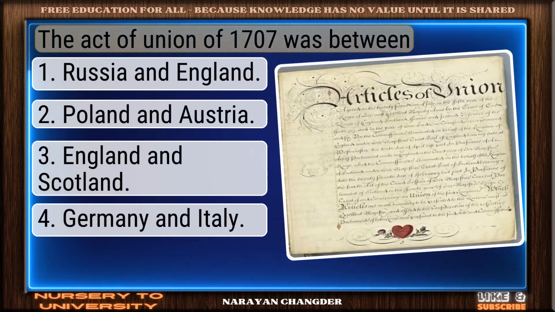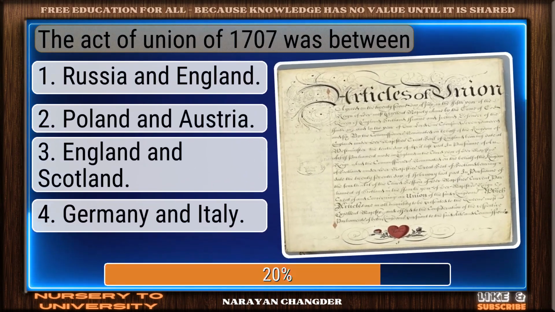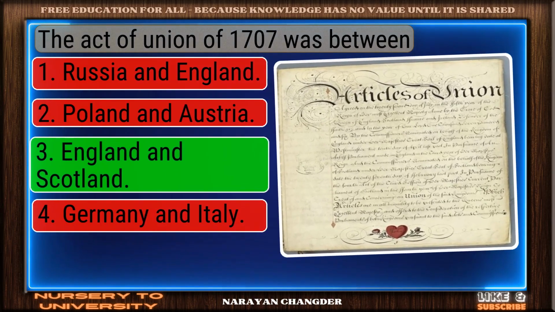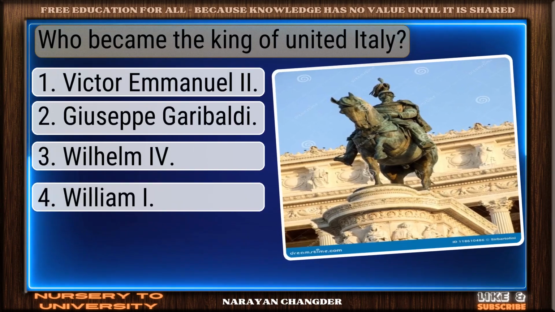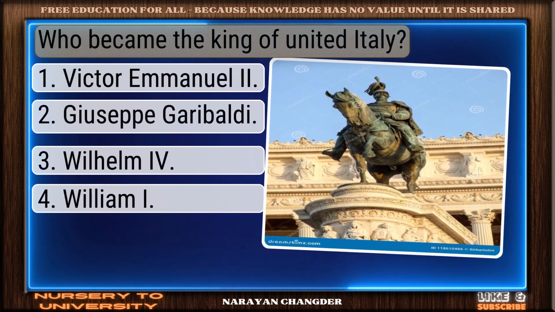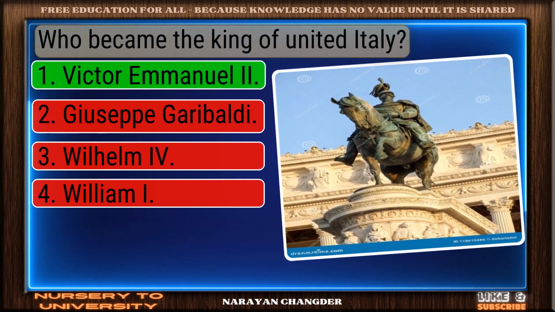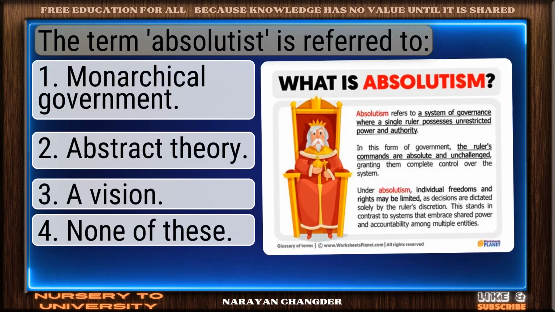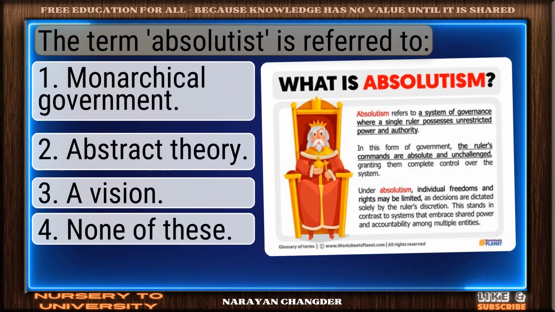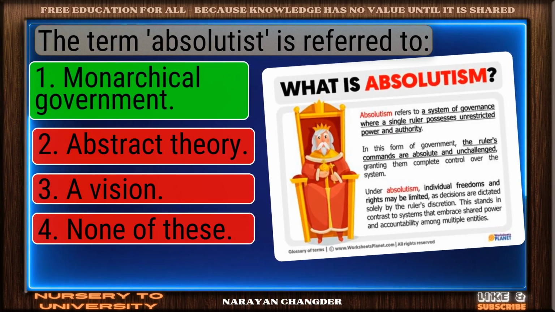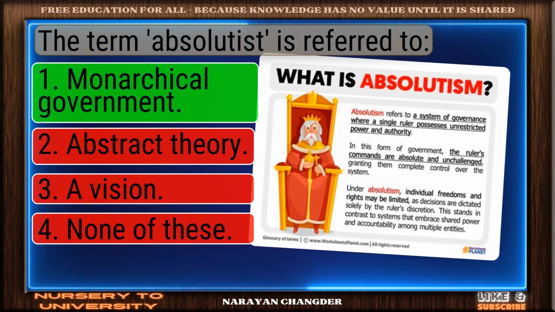The Act of Union of 1707 was between. Correct. England and Scotland is spot on. Who became the king of United Italy? Bravo! Victor Emmanuel II is the answer. The term absolutist is referred to. Well reasoned. Monarchical government is correct.